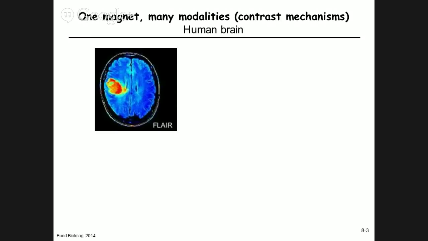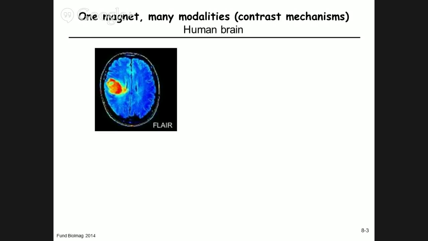And with magnetic resonance, the situation is very much different. Although one buys the same machine from the vendor, one magnet, and although the physical phenomenon that underlies the whole thing is the same, there are many contrasts. What you're actually really getting with an MR scanner is many different contrast mechanisms or many different modalities. And this, what I'm going to show you, is an example of the human brain without going into the details of what the abbreviations mean, but just so that one can appreciate the different contrasts.